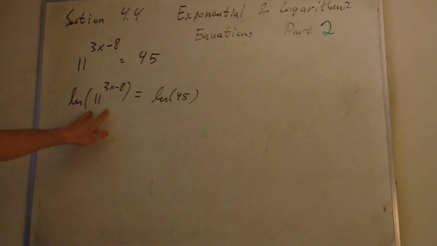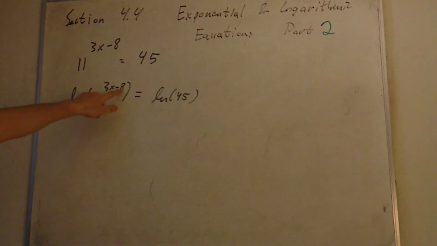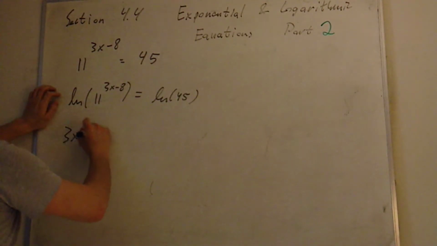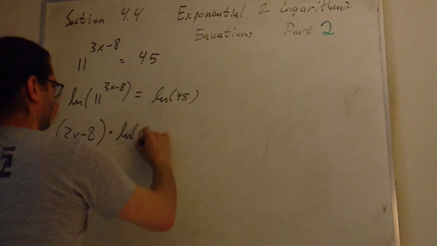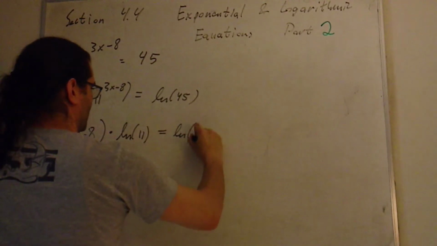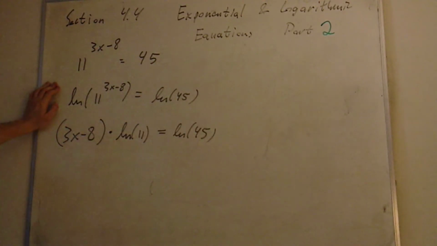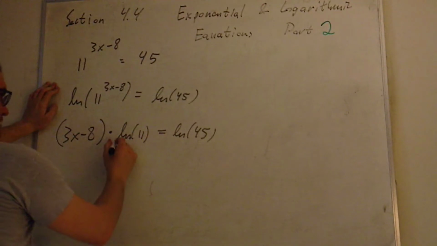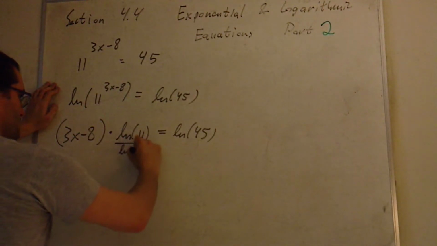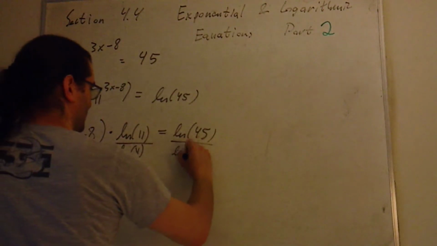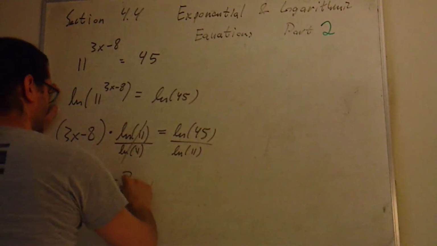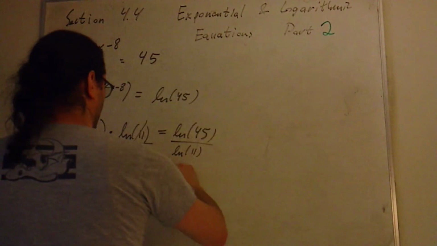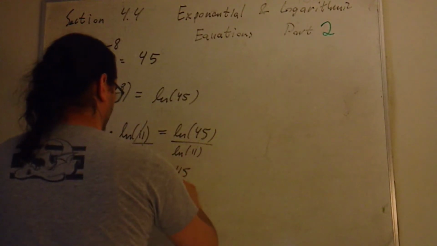Because this thing is now in a log, I can use properties of logs to extract the exponent. Say 3x minus 8 times the natural log of 11 equals the natural log of 45. I don't know what the natural log of 11 is, but I know it's just a number, so I can divide by that. Cancels there. 3x minus 8 equals ln 45 over ln 11.